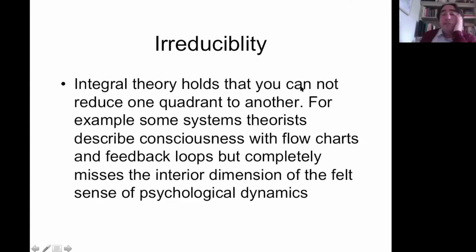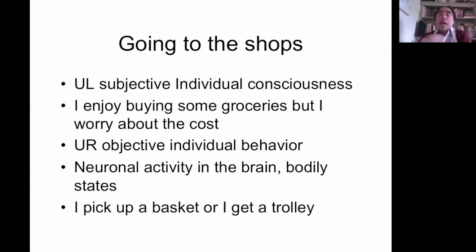So integral theory holds that you cannot reduce one quadrant to another. For example, some systems theorists describe consciousness with flow charts and feedback loops, but completely miss the interior dimension of the felt sense of psychological dynamics. Even if it's in the lower right quadrant, it's a systems perspective describing the interior workings of consciousness through feedback loops and flow charts, but it's not talking about how the actual consciousness is. What's the direct experience of the person? What are they thinking? What are they feeling? What impulses do they have? What sensations do they have? So let's just have a look at this.